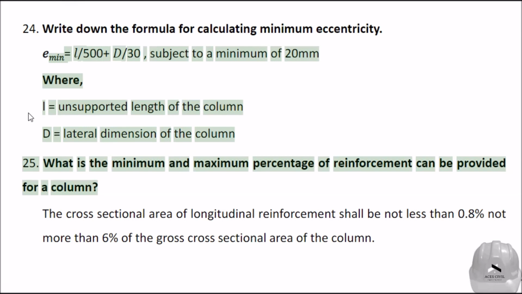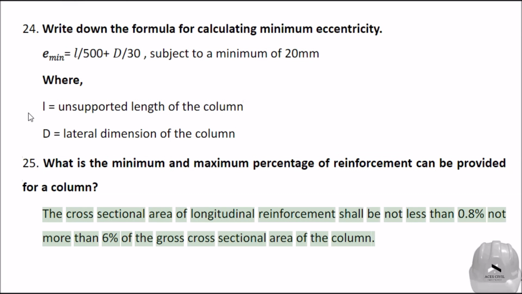What is the minimum and maximum percentage of reinforcement that can be provided for a column? The cross-sectional area of longitudinal reinforcement shall be not less than 0.8% and not more than 6% of the gross cross-sectional area of the column.